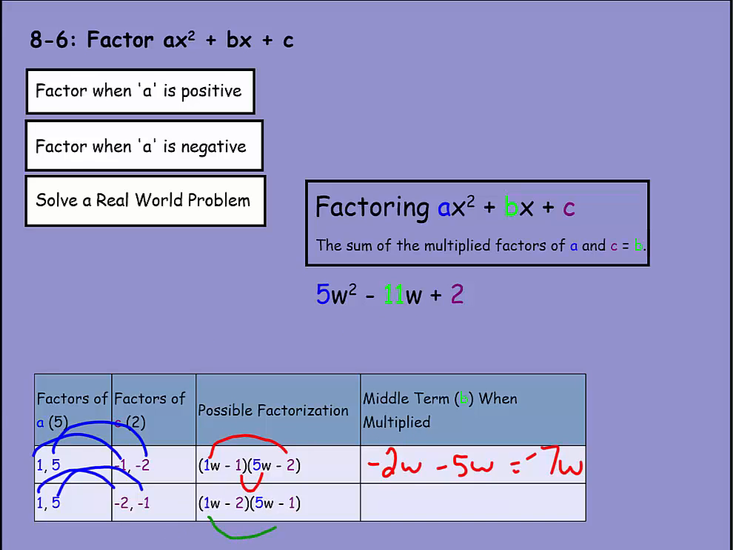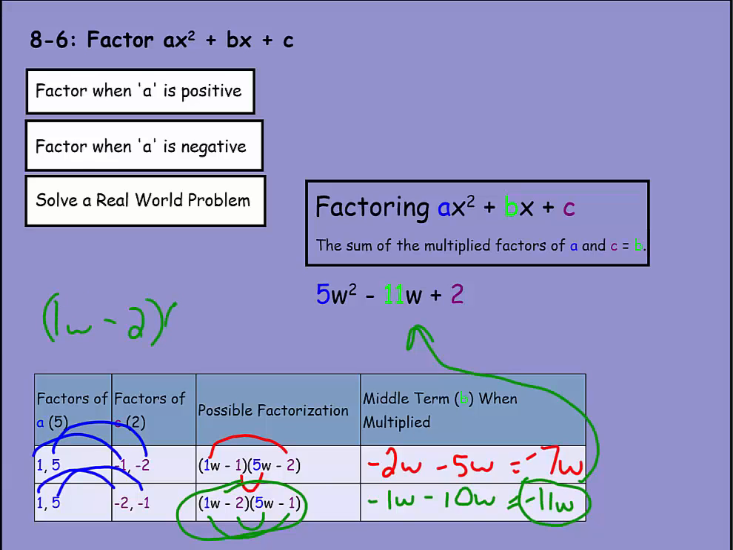We'd have 1w times the negative 2 and the negative 1 times the 5w. 1w times negative 1 would be negative 1w. 5w times negative 2 would be negative 10w. Negative 1w minus 10w equals negative 11w. And then I notice that this is the same as our b, which means that this factorization is the one that is correct. So your answer would be 1w minus 2, then 5w minus 1.